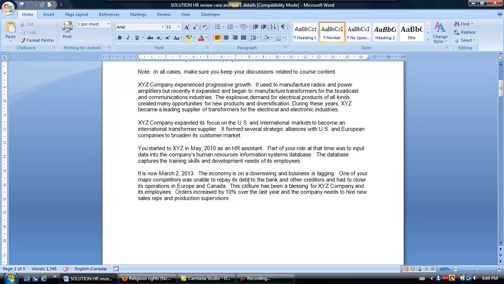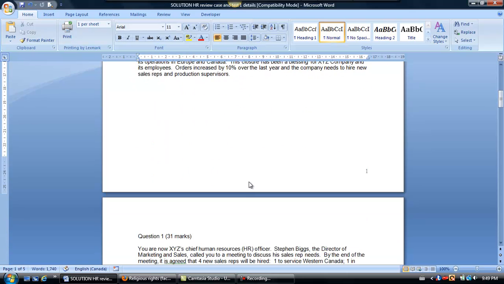One of your major competitors was unable to pay their debt to the bank and other creditors, and they had to close their operations in Europe and Canada. The closure has been a blessing for your company and its employees because orders increased by 10% over the last year, and the company now needs to hire new sales reps and production supervisors.